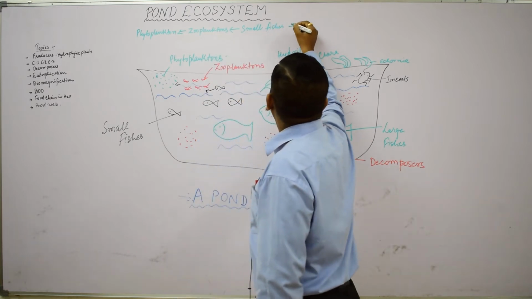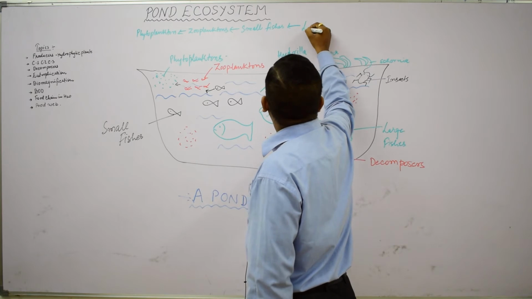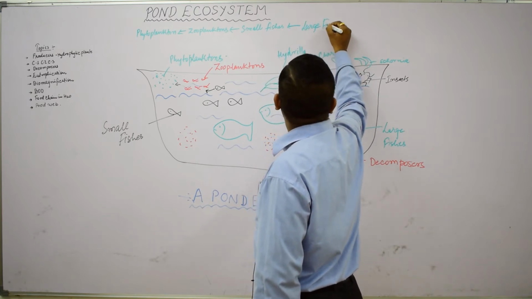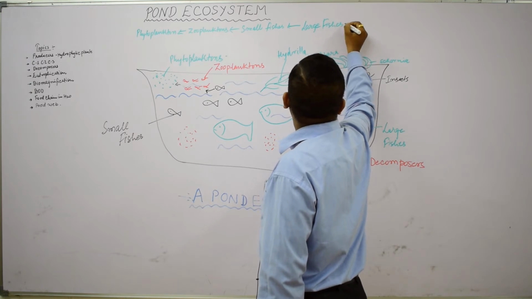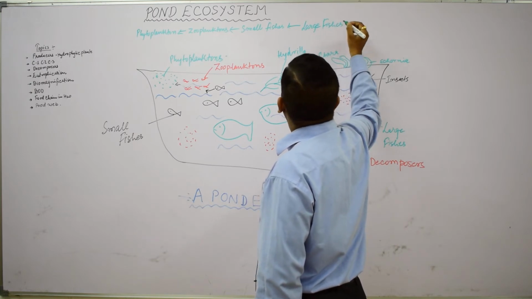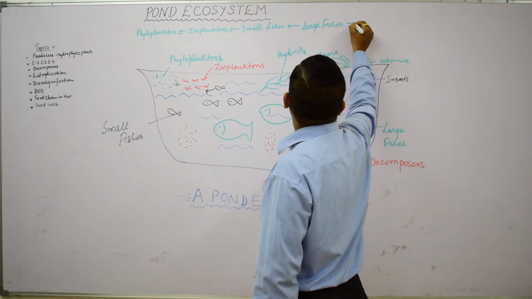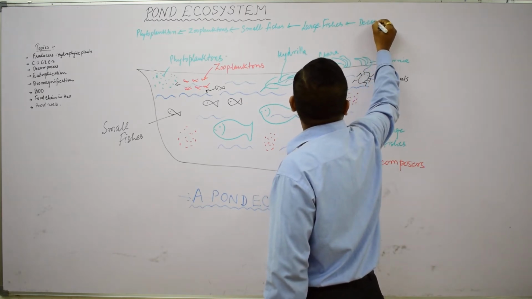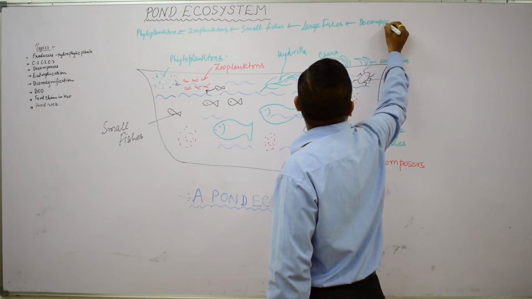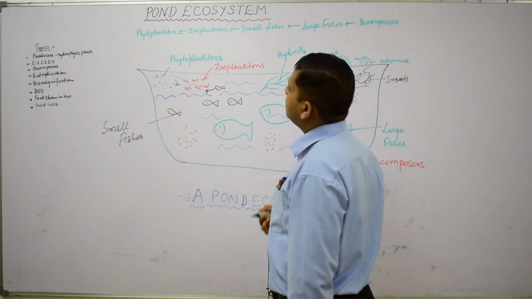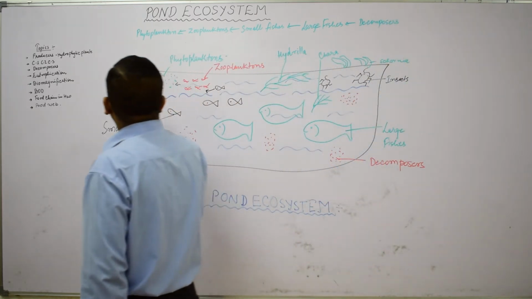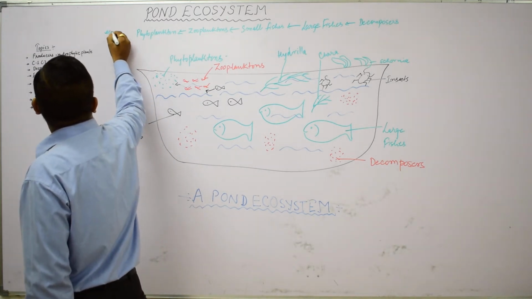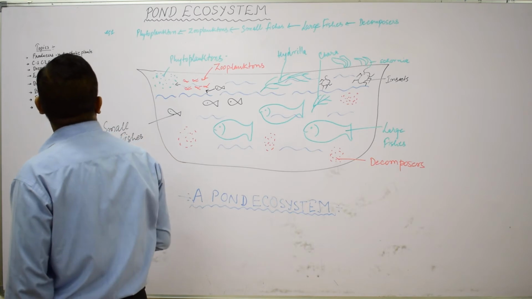And the small fishes are again eaten by large fishes. Then the large fishes, when they die, are eaten by decomposers. So this is a type of food chain. This is the first example of a food chain in the pond ecosystem.